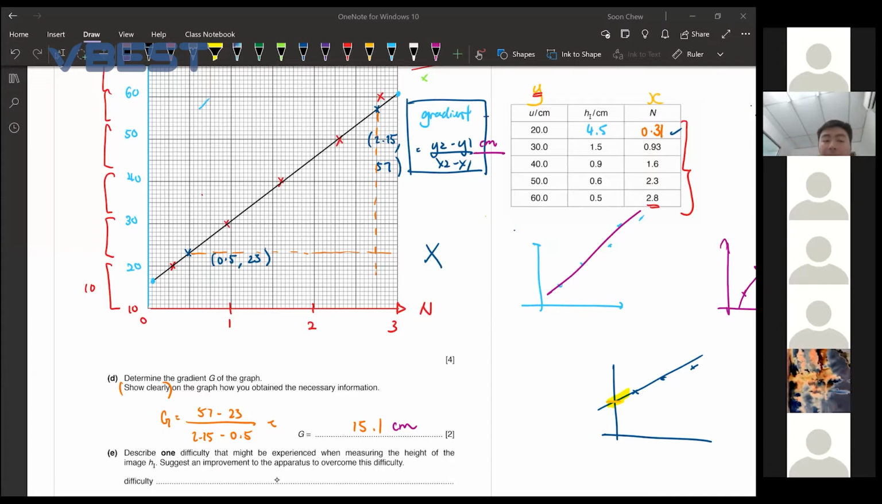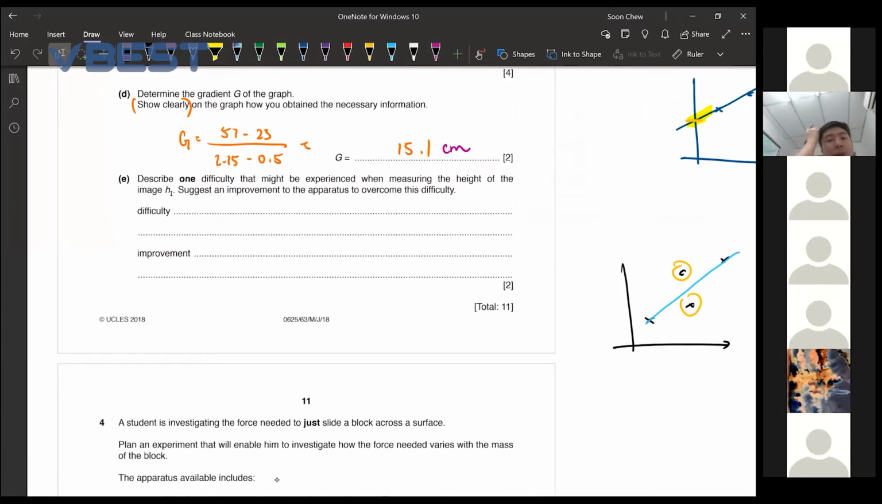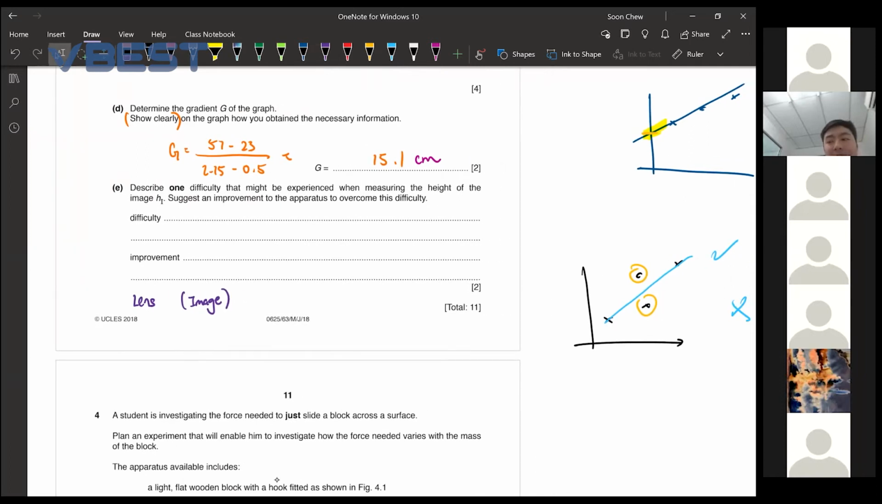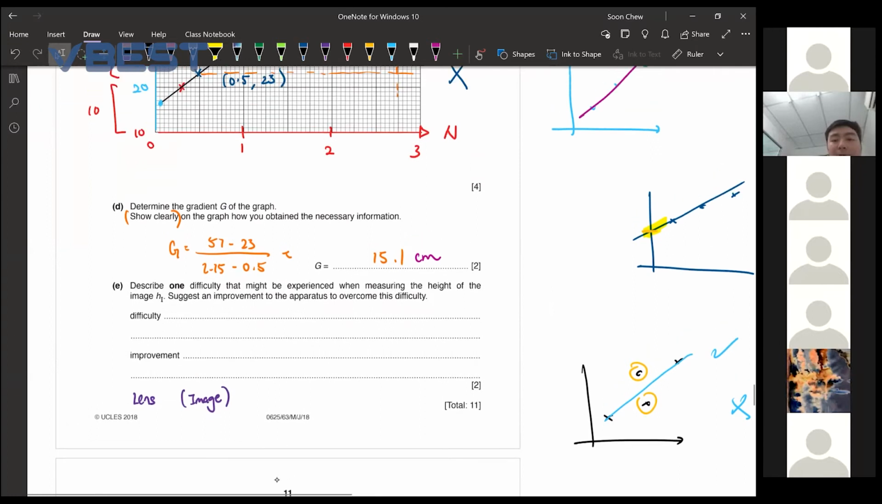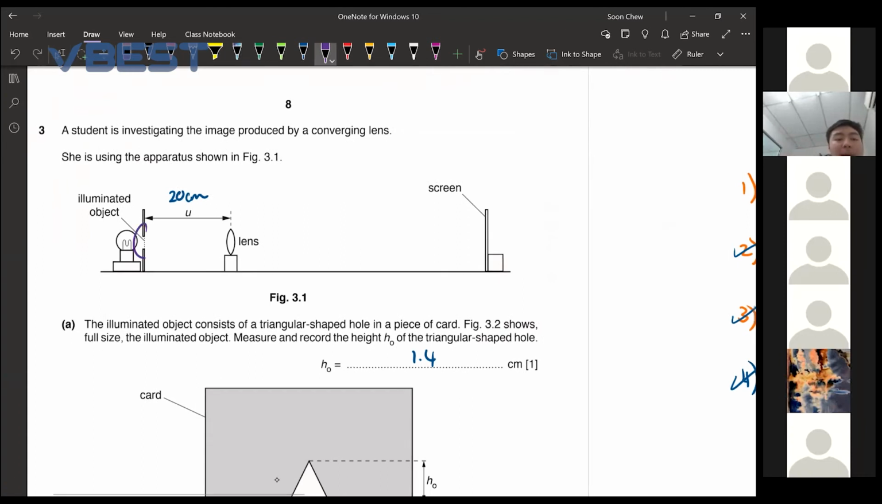Okay. Now E. Describe one difficulty that might be experienced when measuring the height of the image. Suggest an improvement to the apparatus to overcome the difficulty. Okay, now one thing about lenses: whenever you are forming an image, it is very hard for you to measure the height accurately because your hand can actually block the light. So if we go back to the diagram, this is our object now, and our image is somewhere around here.